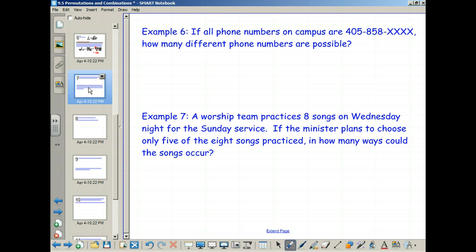If, and this is the big if, it's not true anymore, but if all phone numbers on campus start with 405-858, it's 585 now, but pretend that we were, and then we've got 4 digits at the end. The question is, how many different phone numbers would be possible? This is another counting argument issue, but it isn't a permutation issue so much. So if you're taking a look, I have 4 different numbers here at the end, right? 4 different things that could happen in response. And you have to ask yourself, let's talk about that one. How many different digits could go in that first spot?